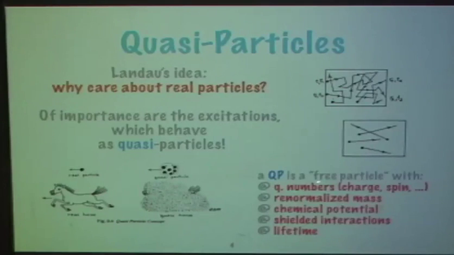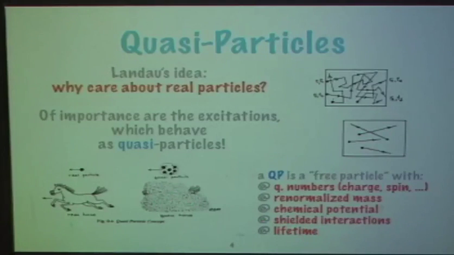So what's a quasi-particle? A quasi-particle is a free particle, in the sense that its motion is described in very simple terms. It has the same quantum numbers as the original particle, but has a renormalized mass, because the horse is dragging around the sand, so it has to carry around some more weight. And it has a chemical potential, which in this case would be the binding energy between the horse and the surrounding cloud. The horse is basically blind, so it has trouble seeing other quasi-horses. So there are strongly shielded interactions between the quasi-particles.